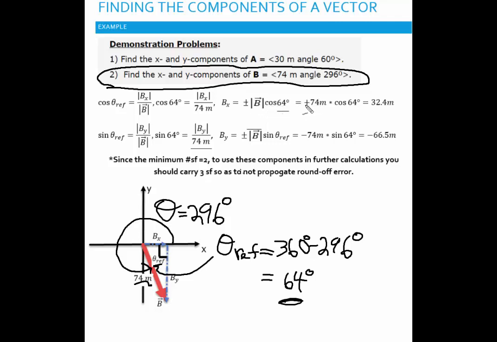Here that's positive because we can see that b sub x is along the positive x-axis. That is the positive direction for the x-axis. Plus 74 meters times the cosine of 64 degrees. That gives us 32.4 meters.